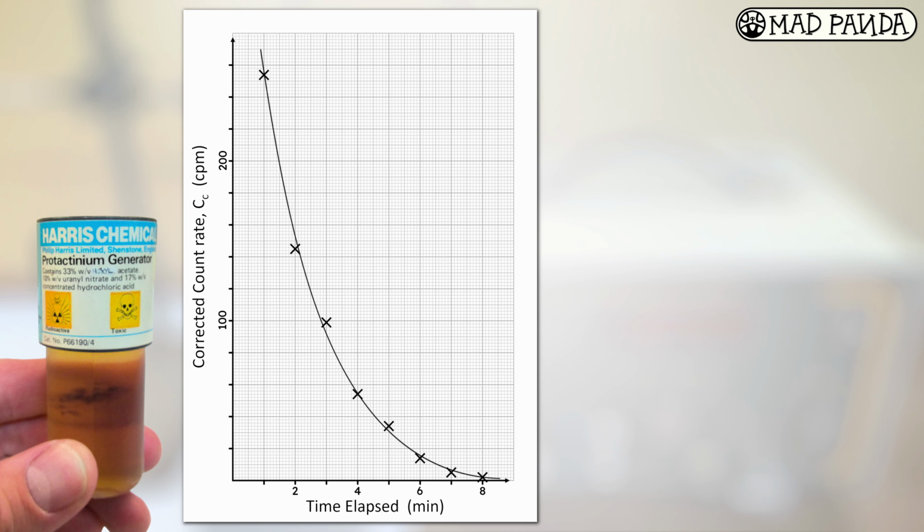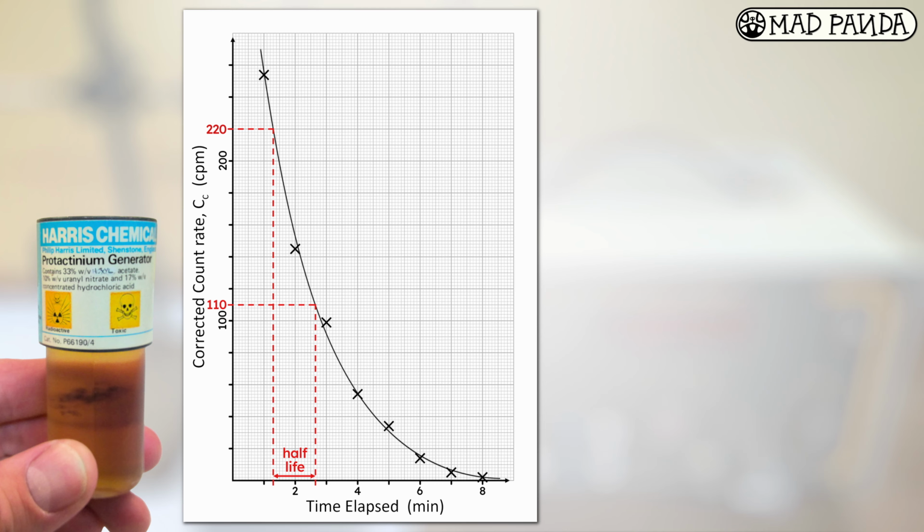Hopefully you've ended up with a graph that looks a bit like this. What we need to do is read off the time interval for the corrected count rate to halve. I've gone for an initial reading of 220 counts per minute and then read off the time taken for the corrected count rate to drop to 110 counts per minute. Reading from my line of best fit suggests the half-life is about 1 1/3 of a minute, so that would be 80 seconds. In a perfect world, that would be a little bit closer to 70 seconds.